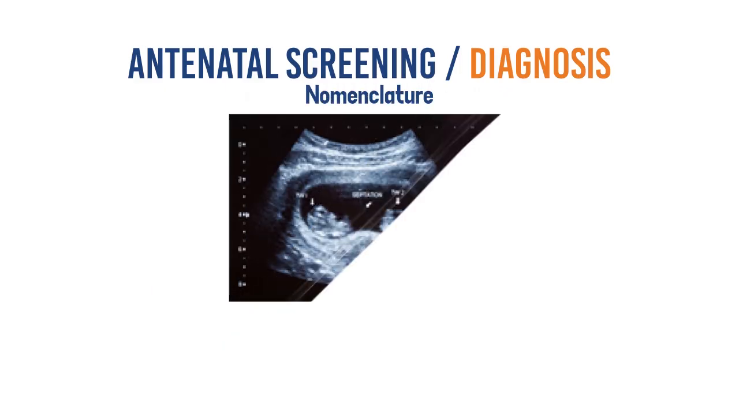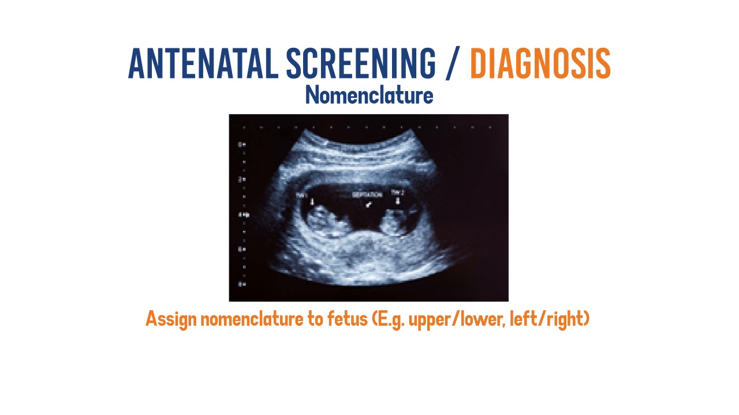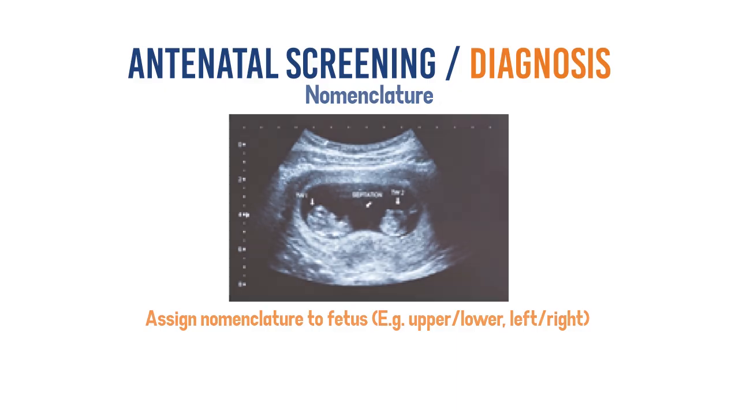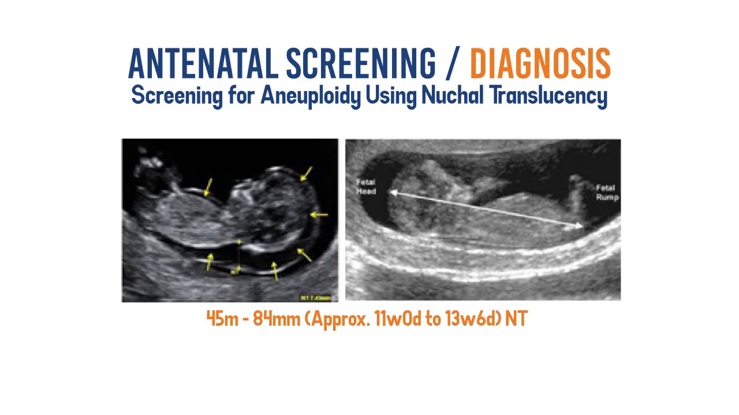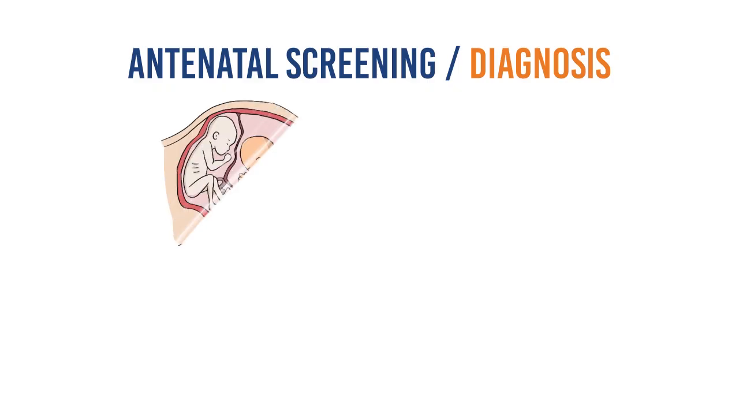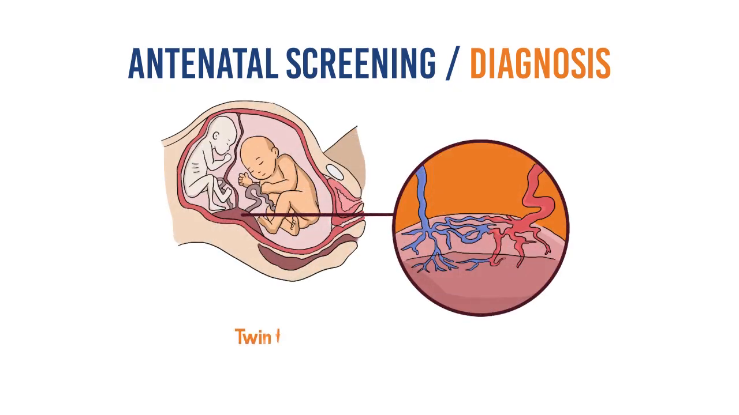During antenatal screening, it is essential to assign nomenclature to the fetuses, for example, upper or lower, left or right, to ensure consistency of management throughout pregnancy. Screen for aneuploidy using nuchal translucency. Antenatal screening can also be used in prediction of twin-to-twin transfusion syndrome.